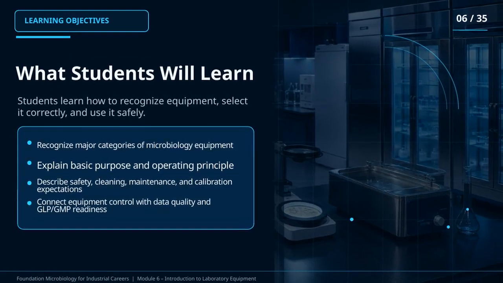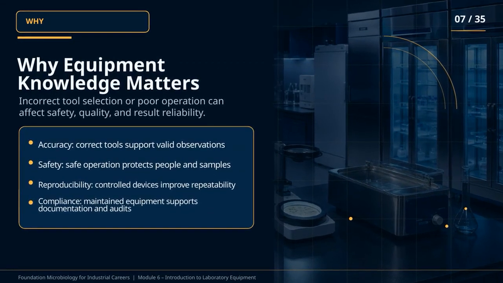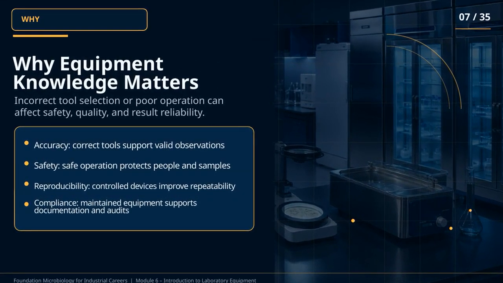By the end of this module, you should be able to recognize major equipment categories and explain the basic purpose of common laboratory devices. You should also understand how safe use, cleaning, maintenance, calibration, and documentation support reliable work. Equipment knowledge matters because the wrong tool or poor operation can affect safety, quality, and result reliability. Controlled devices improve accuracy, reproducibility, compliance readiness, and confidence in laboratory decisions.